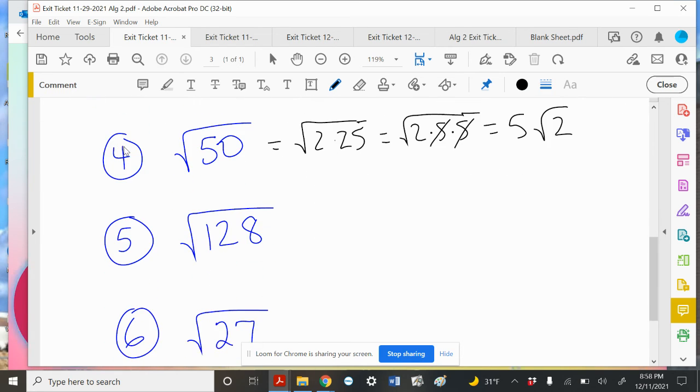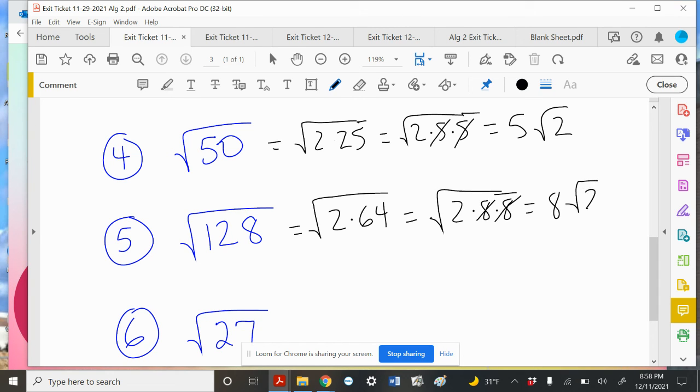On the next one, you may not recognize it right away, but that's okay. Try just some of the numbers to see what you can take out. I'm going to take out a 2, so I get 64 left over. 64 I know is a square root, so that is 2 times 8 times 8. I have 2 there. I can take 1 out, and I have the square root of 2 left over.